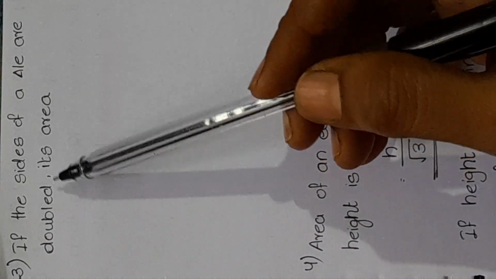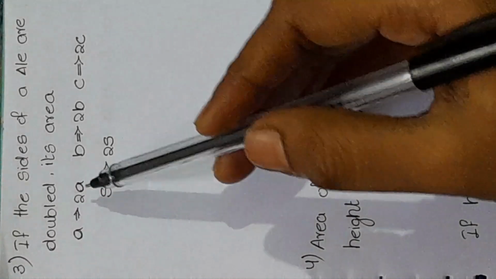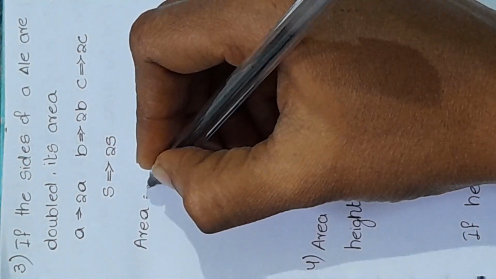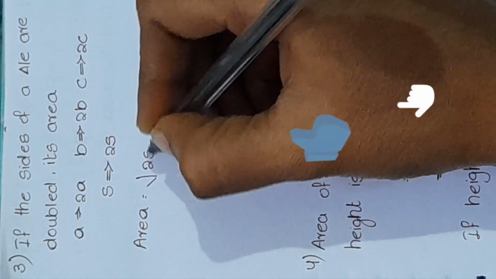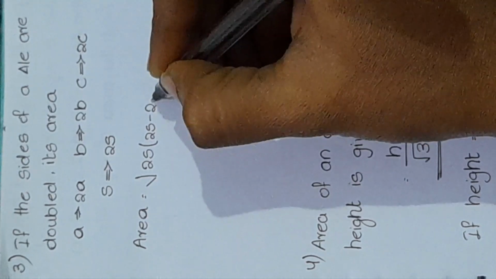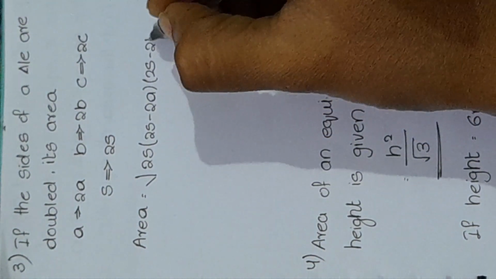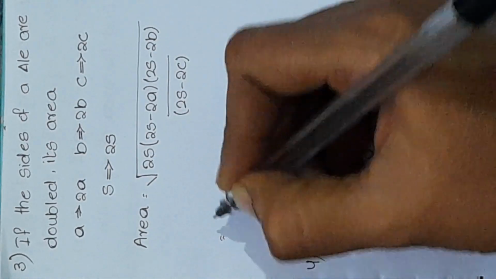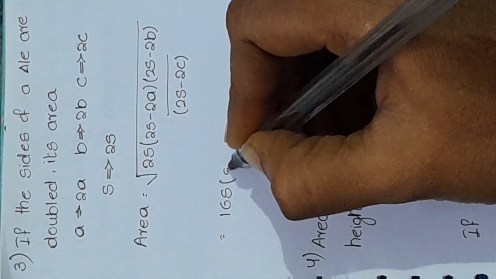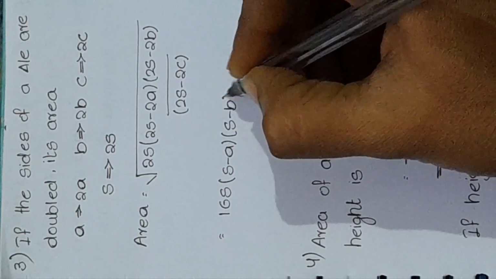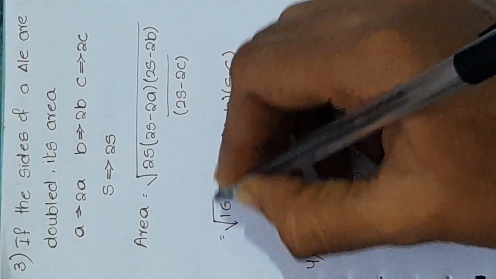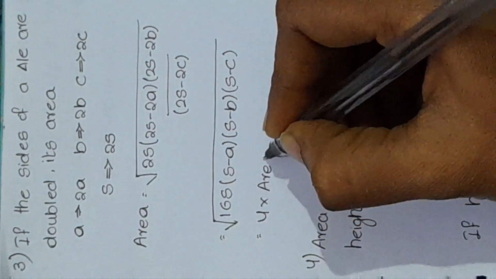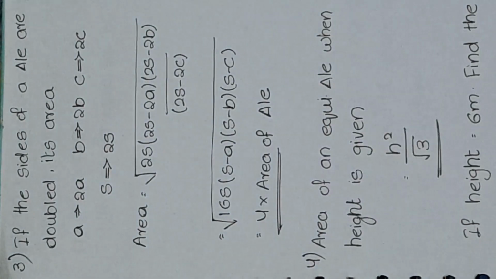Third question: if the sides of the triangle are doubled, then its area changes. A becomes 2A, B becomes 2B, C becomes 2C and S becomes 2S. Substitute these values in the area formula: root of 2S into 2S minus 2A, 2S minus 2B, 2S minus 2C. Take 2 common, and we get 16 times S into S minus A into S minus B into S minus C. Keep this in the root. Root of 16 is 4, and after taking it out, we get 4 times the area of the triangle. So its area becomes 4 times the area of the triangle.